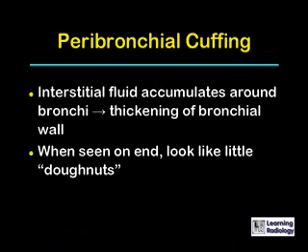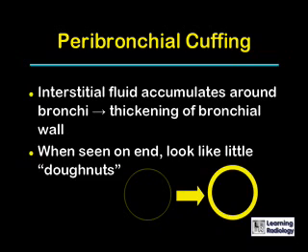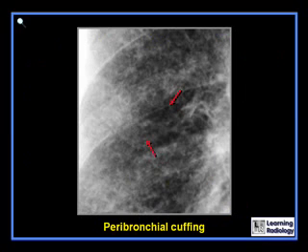Peribronchial cuffing occurs when interstitial fluid accumulates around the bronchus, leading to thickening of the bronchial wall. When these thickened walls are seen on end, they appear like little donuts. Normally, the bronchial wall is extremely thin and is usually not seen well on a chest radiograph, but when the wall becomes thicker, then they appear in the middle third of the lung as these tiny circles.